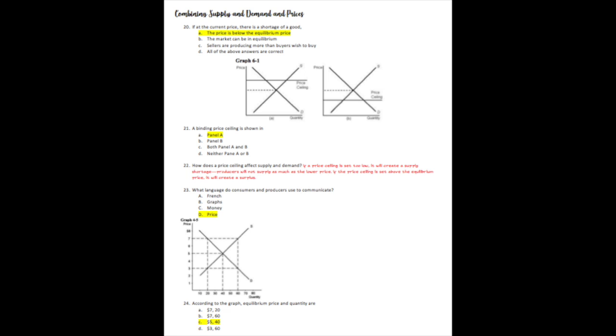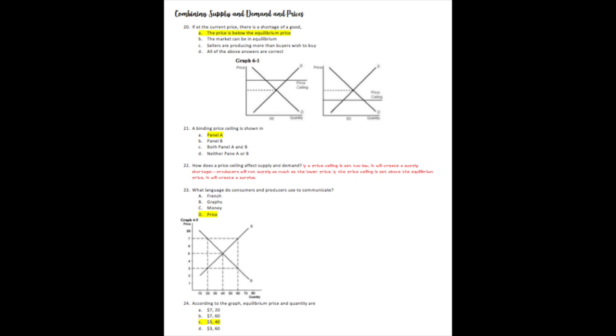Number 20, if at the current price there's a shortage of a good, a shortage means that there is more demand than there is supply. So if there is more demand than there is supply, that means that the price is too low. So the best answer would be that the price is below the equilibrium point. Remember that equilibrium point is where supply and demand meet, and that's where we want to be because there's no surplus and there's no shortage.